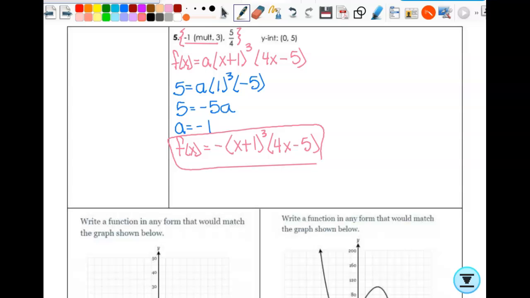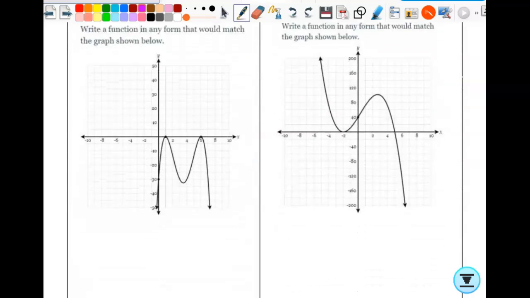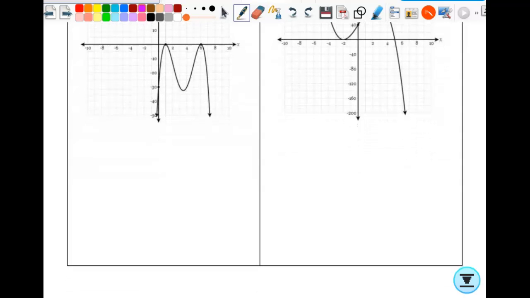All right, so we also need to be able to do these from graphs, okay? So it says write a function in any form that would match the graph shown below. So it's like a function, not necessarily the function, because we know a lot, but we don't know everything we would really necessarily need to know at this point based on our level of knowledge of polynomials. But we're going to start with f of x equals a. Always do that, right? Then this here is at a positive 1, so what goes in here? X minus 1. This 0 is at a positive 6, so what goes in here? X minus 6.